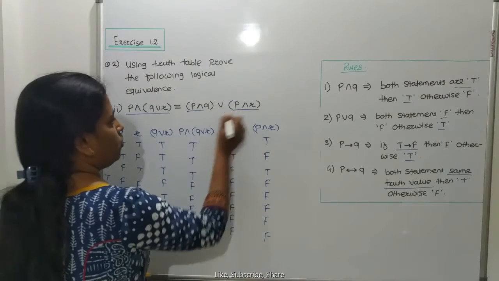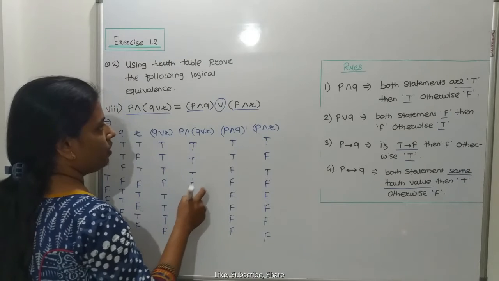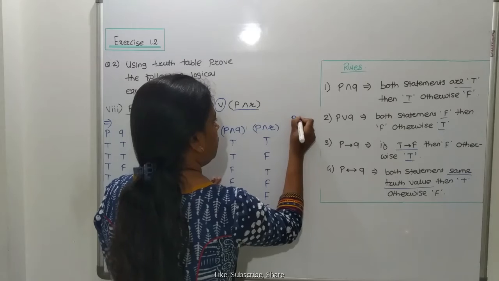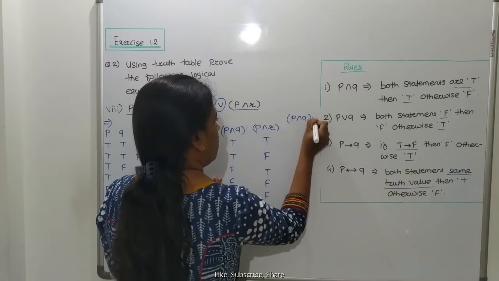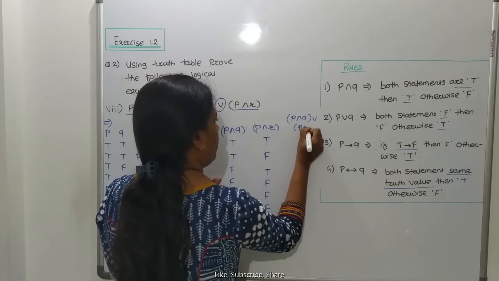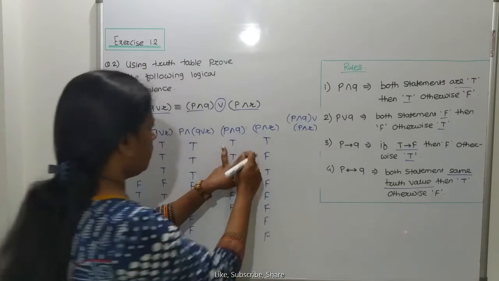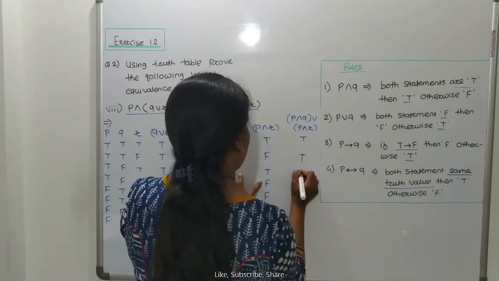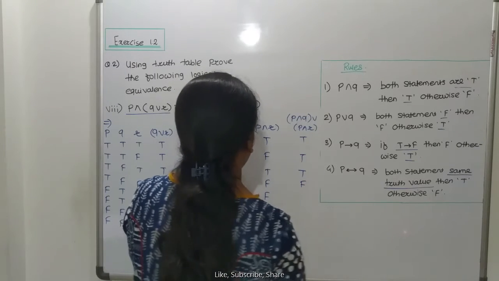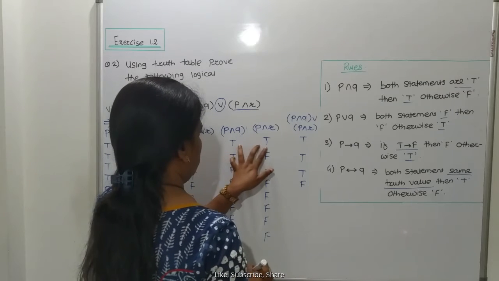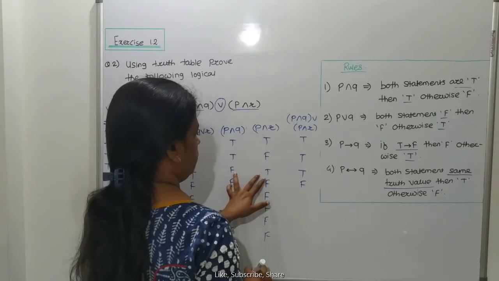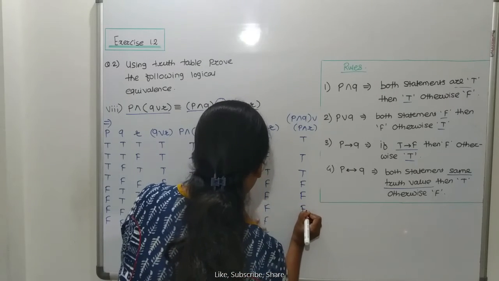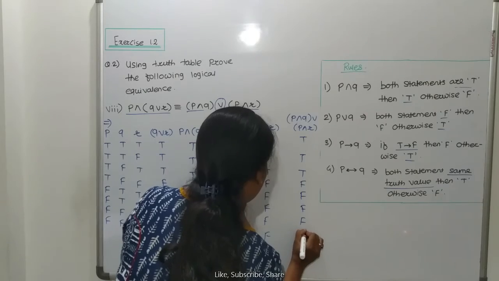Now we have to complete these two. So we have to perform OR operation with these two. So (P and Q) or (P and R). We perform OR operation with these two. So true, false, true. This false is false. True, false, true, false. This one is also false. This one is false and this one is false.